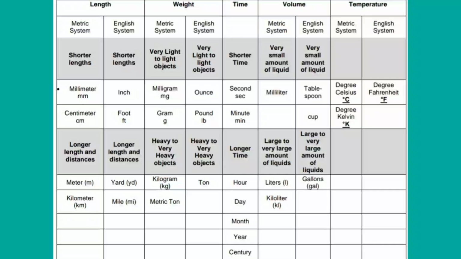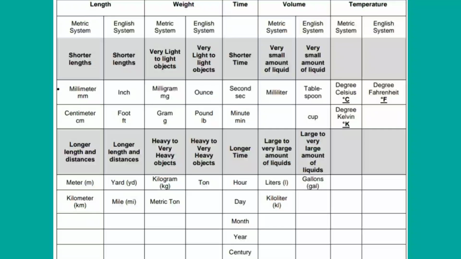So let's first take a look at length. We have the metric system and English system. And we have shorter lengths and longer lengths in distances. Under shorter lengths, on the metric system, what are the units that we are going to use? The appropriate units are millimeter and centimeter.